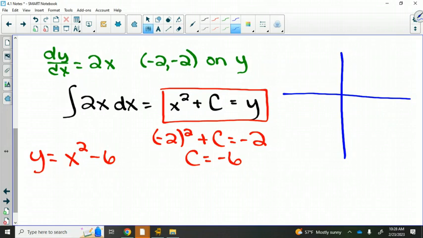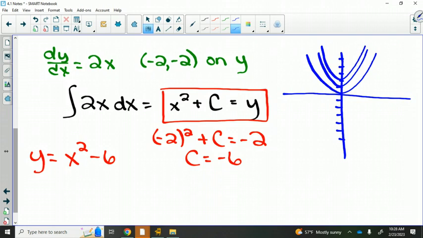When we have our derivative is 2x and we go backwards, x squared plus c, what does the graph of x squared look like? Parabola. The plus c, so if you think about all the options it could be, x squared plus 1, x squared minus 5, x squared plus 10, it's a whole family of answers. And so it could look like this. It could look like this. It could look like this.